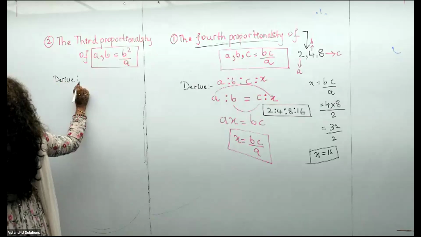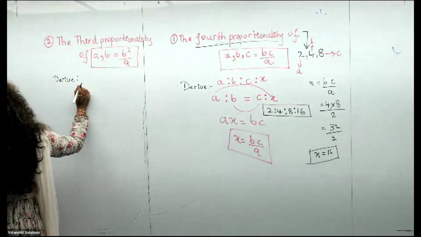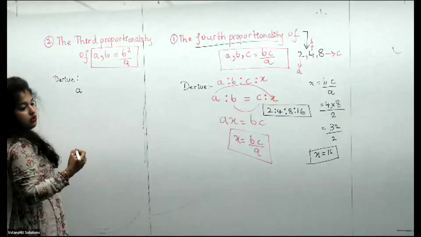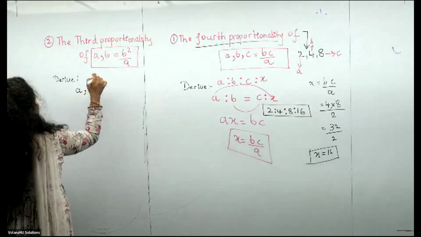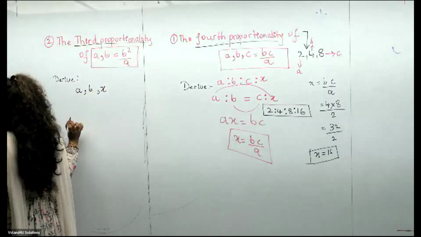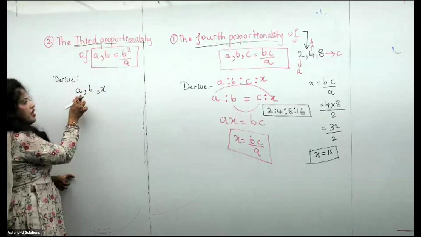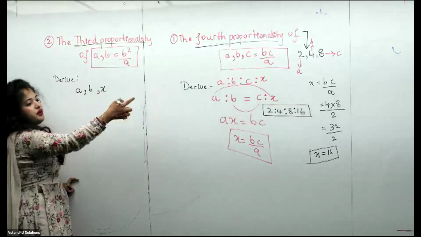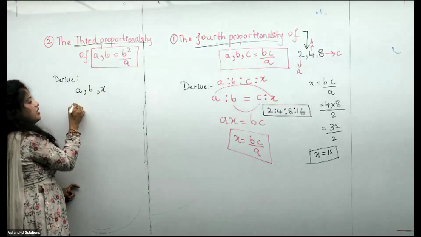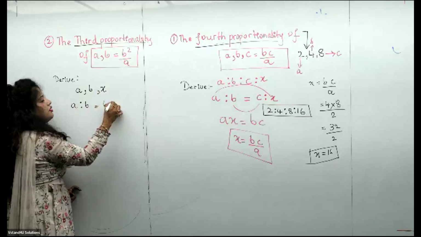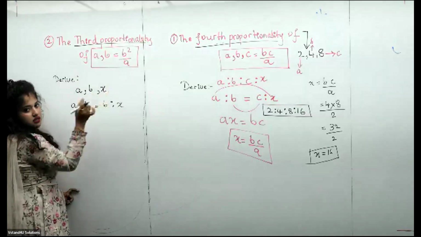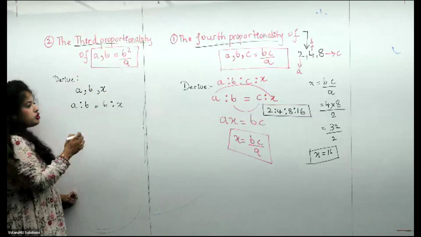Online students, are you following? Now, how many values do I have? I have A value, I have B value. I have to calculate the third proportionality, so I will take it as X. In the fourth proportionality, I had 4 values, so I wrote A is to B is equal to C is to X. Now how to write this for the third proportionality? I will write A is to B is equal to B is to X. Clear till here? Now use the law of proportionality.